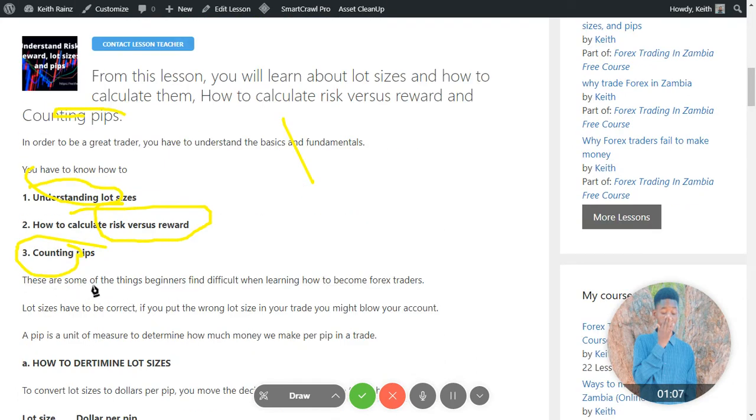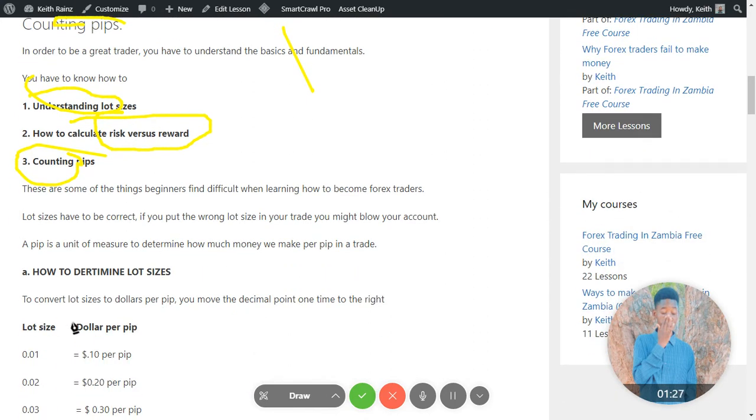Okay, so these are some of the things beginners find difficult when learning how to trade forex. Lot sizes have to be correct. If you put the wrong lot size in your trade, you might blow your account. If you didn't know, a pip is a unit of measure to determine how much money we make per pip in a trade. So how do you determine pips?